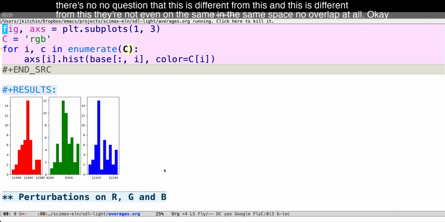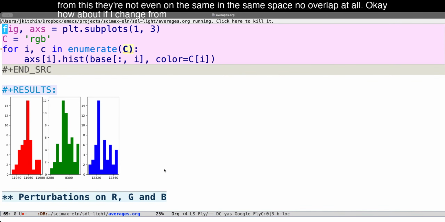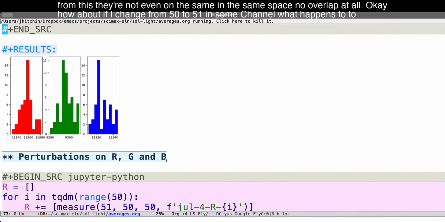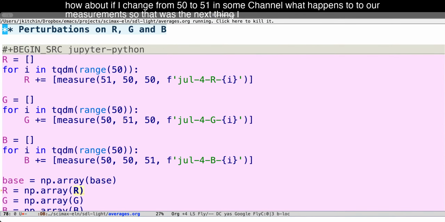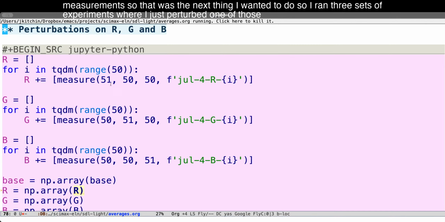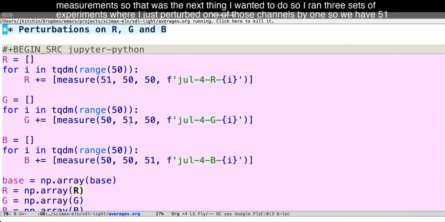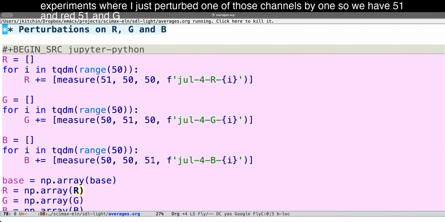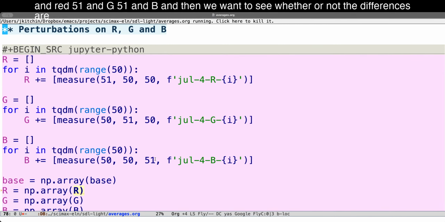Okay, how about if I change from 50 to 51 in some channel? What happens to our measurements? So that was the next thing I wanted to do. I ran 3 sets of experiments where I just perturbed one of those channels by 1. So we have 51 in R, 51 in G, 51 in B, and then we want to see whether or not the differences are obvious and significant.